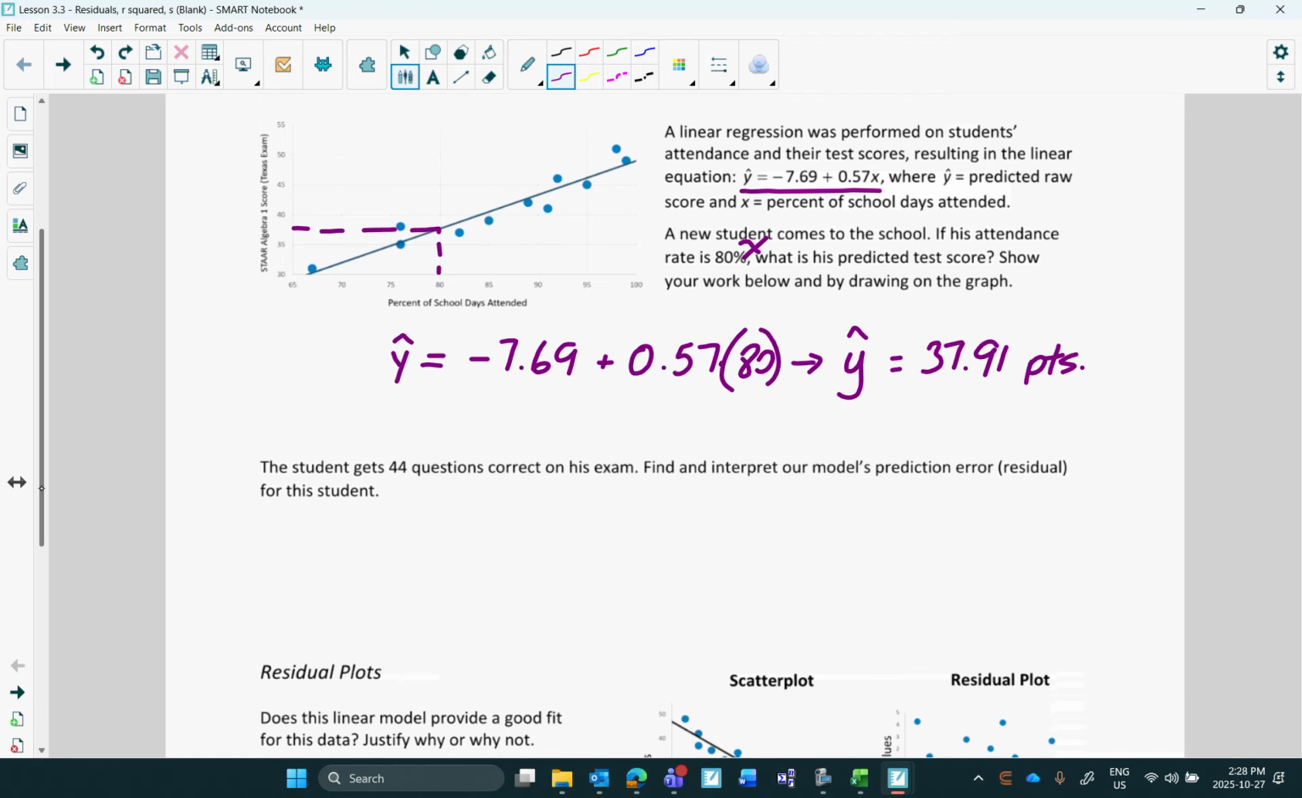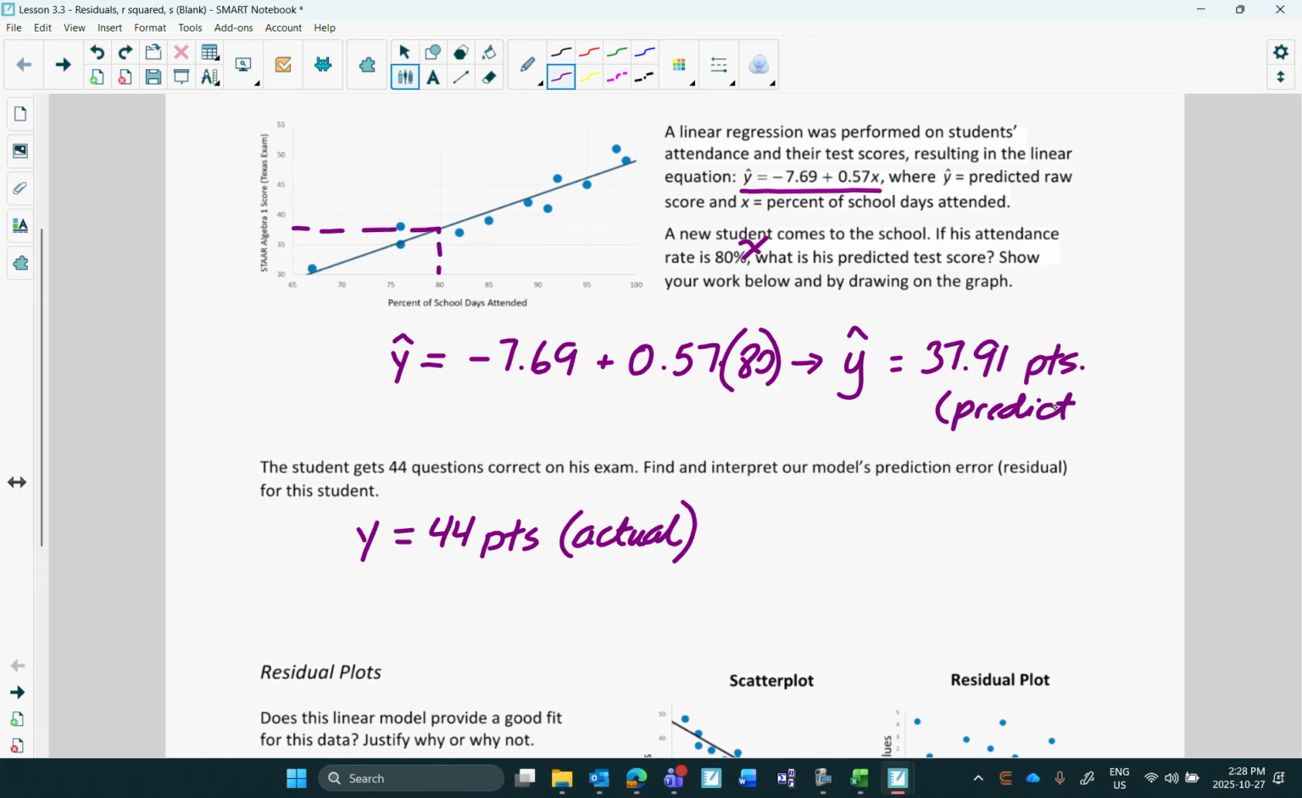But this student writes it and gets a 44, so gets 44 points. So this represents the actual. Okay? This is the actual. You can't find the residual unless you have the two values, actual and predicted. And a lot of times you're going to have to calculate the predicted using the regression equation. So this is predicted.